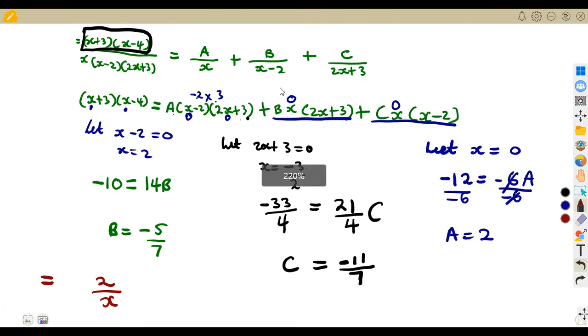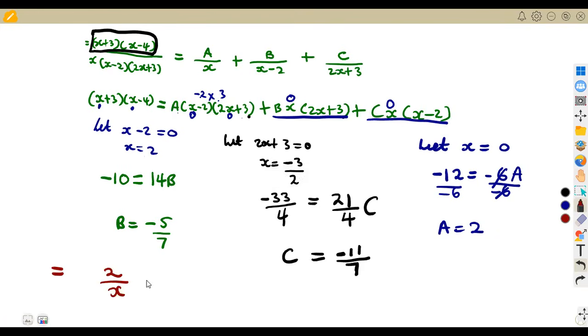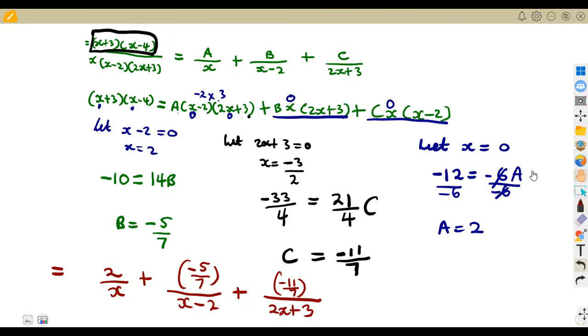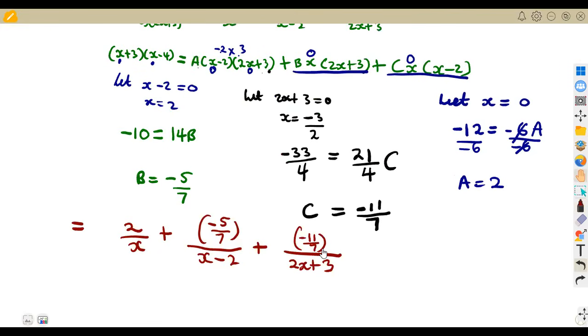Then the next part is plus B over x minus 2. So B is negative, so this is plus negative 5 over 7 over x minus 2. This is what you're supposed to have from your partial fraction. Plus C, which is negative 11 over 7, so that's negative 11 over 7 over 2x plus 3, like that. So this is what you're supposed to have after substituting A, B, and C.